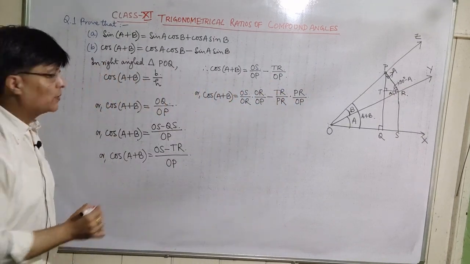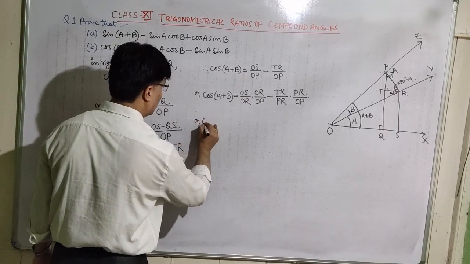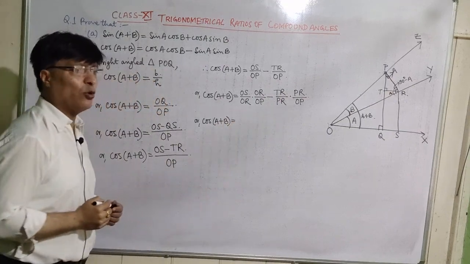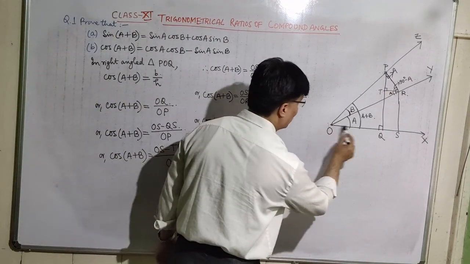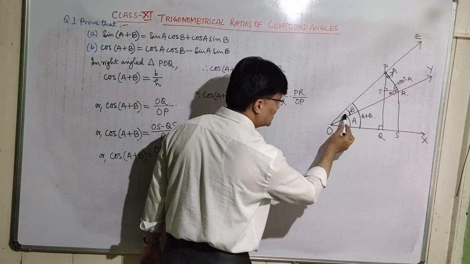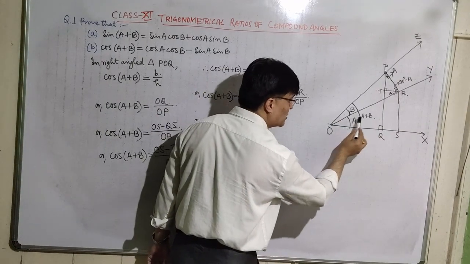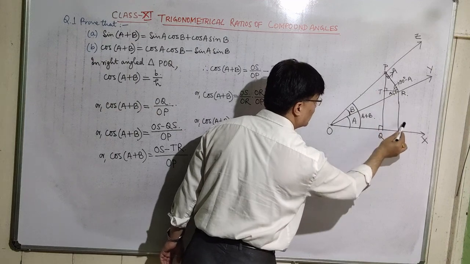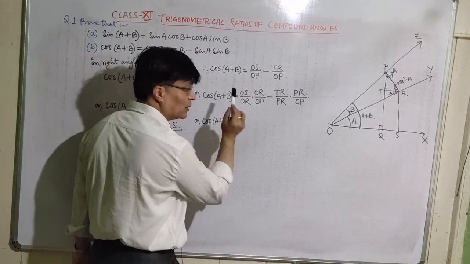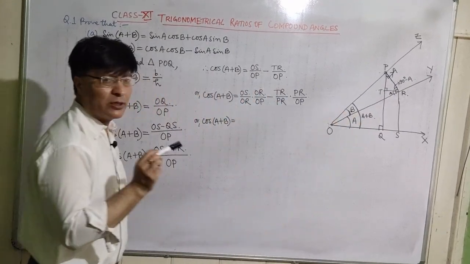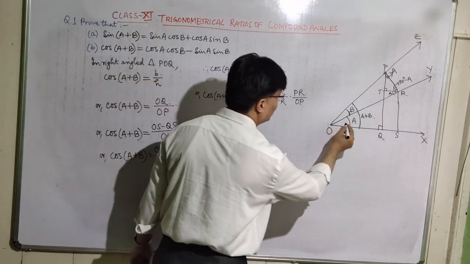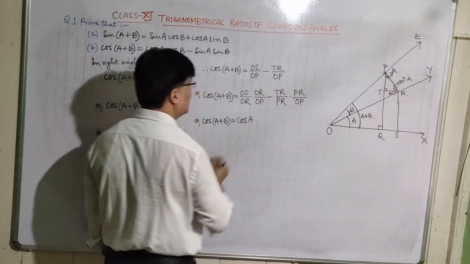Is that clear now? So let us write down again. This is cos of A plus B is equal to, now looking at the figure, you tell me OS upon OR. That is OS upon OR. A right angle triangle ROS is formed. In this case, angle A is considered. The side opposite to the angle A will be the perpendicular. RS will be the perpendicular, OS will be the base, and OR will be the hypotenuse. So this is OS upon OR. That means base upon hypotenuse. So what is base upon hypotenuse? Cos. So it is cos, what is the angle? It is A.